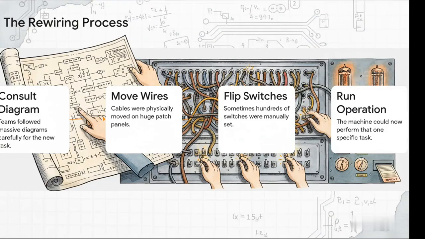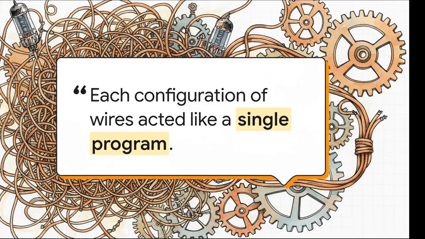And this whole process was so incredibly slow and deliberate. The programmers, who, by the way, were very often teams of brilliant women, would start with these massive paper diagrams. From there, they'd have to go to these huge patch panels and physically move all the wires to match the diagram. Then they'd set hundreds of individual switches, and only then, after all that, could they run a single calculation. Just let that sink in for a second.